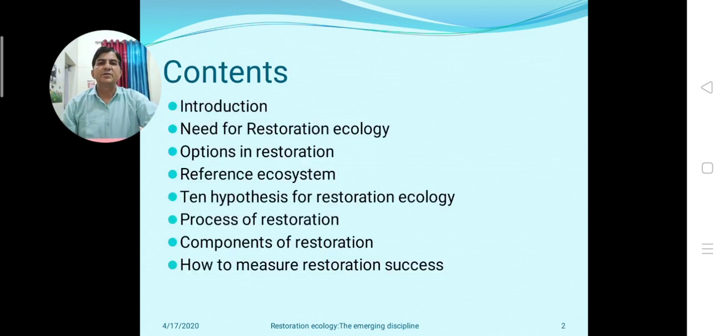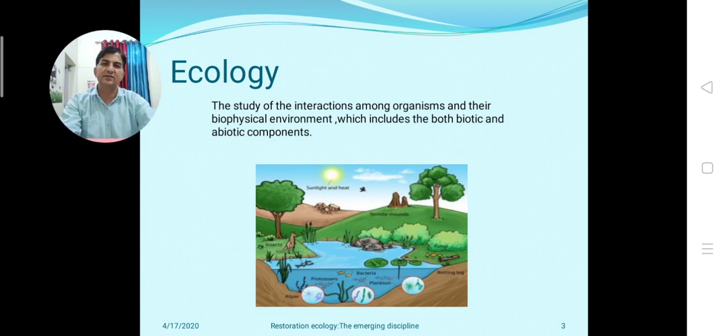The content of this presentation would be introduction, need for restoration ecology, options in restoration, then what is reference ecosystem, 10 hypotheses for restoration, process of restoration, components of restoration, and finally how we can measure the restoration success. So these contents would be dealt in detail in this.